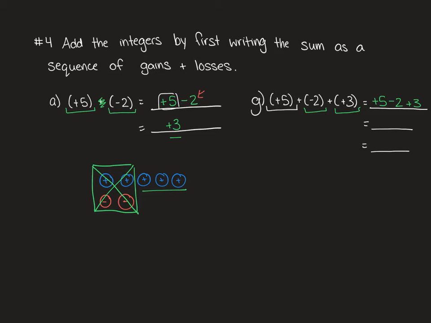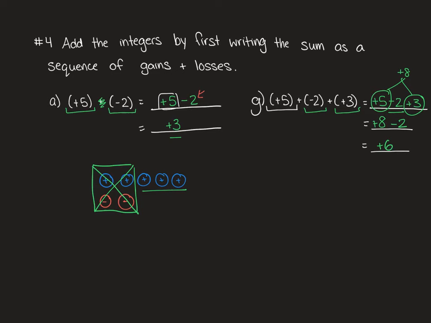Now, the way they've done this is they have combined their positive integers first. Okay? So if you have 5 positive and 3 positive, you have 8 positive. So that's how they got that first. And then they have their leftover negative, so -2. That's where they got the +8 from and the -2. And then if you gain 8 and lose 2, you have an overall gain of +6.